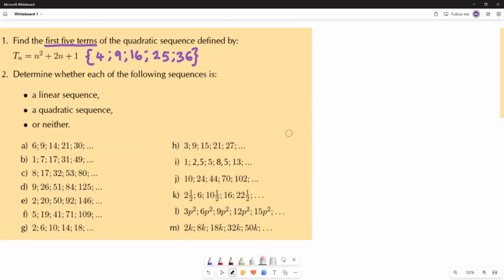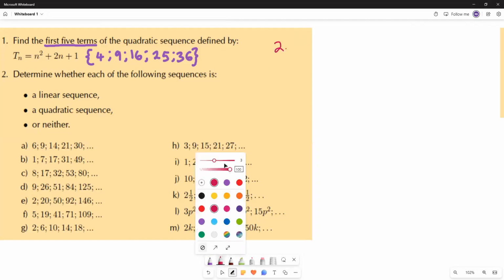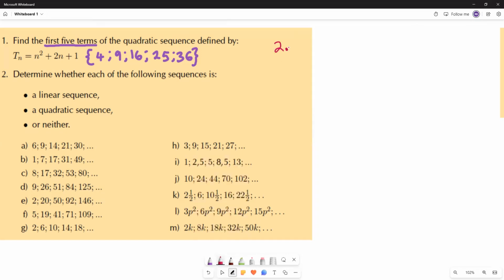Awesome. So we can now go to 2. Okay, let me increase the size of the pen. So ladies and gents, on 2, they say determine whether each of the following sequences is a linear sequence or a quadratic sequence or neither. So here I'm going to be selective, because the repetition is the same basically. They follow the same trend, this pattern. So I'm going to choose A as the first one. So let's do 2A here.